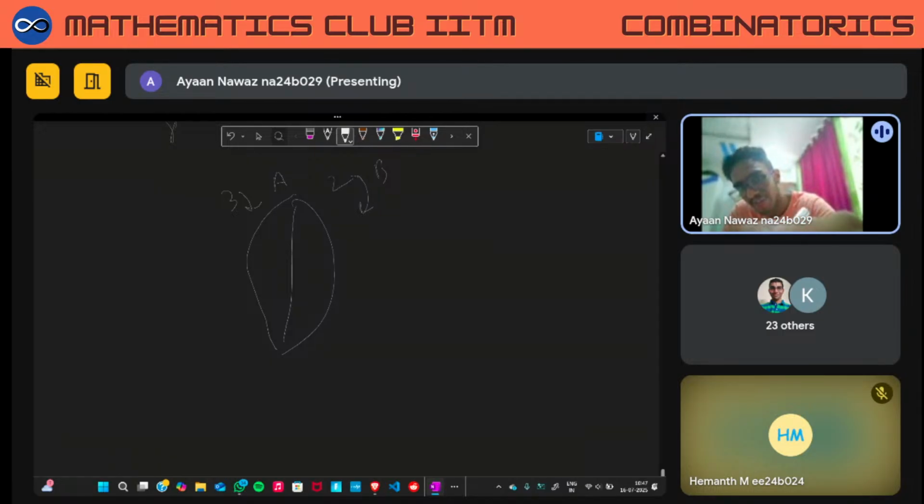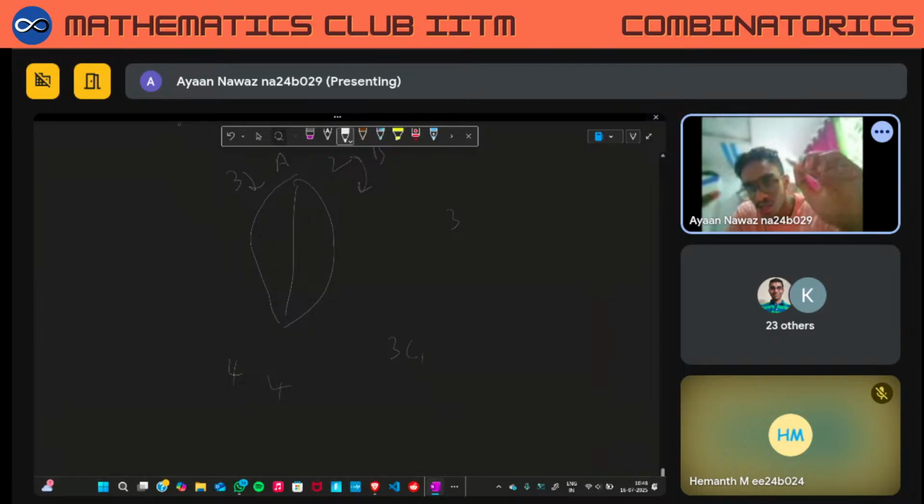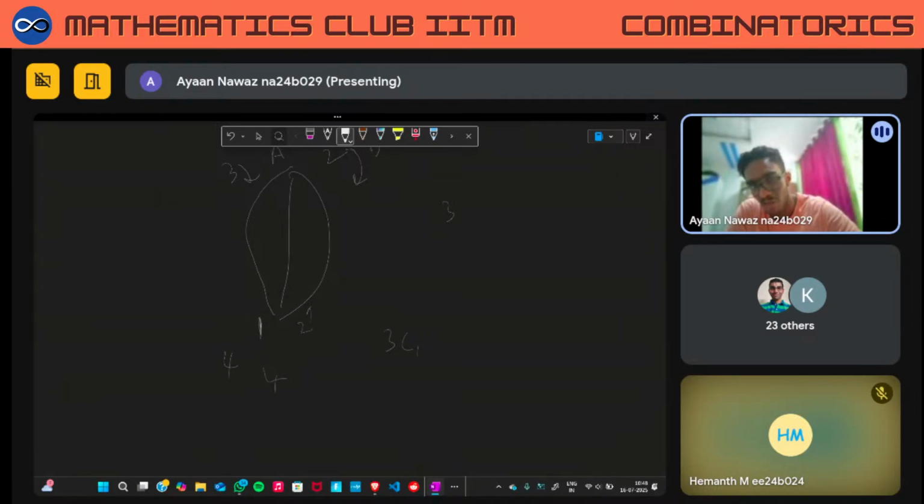Remaining, how many do we have? We have three sailors. Each side will have equal number of sailors for the boat to run stably. So out of these three sailors, for this side A, I'm selecting any one sailor. I can select them in three ways, 3C1 ways. So three ways. After I select that one sailor, the remaining two sailors will go into side B, obviously, because the boat has to be stable.